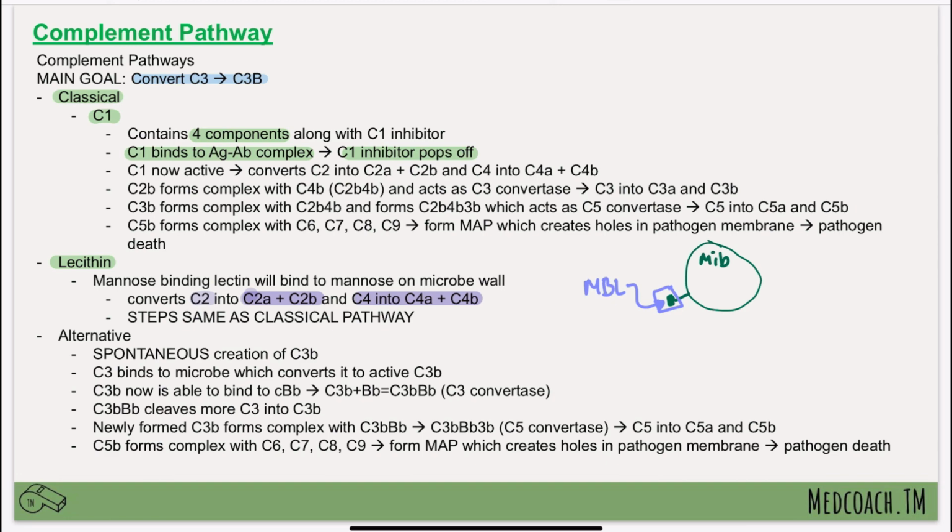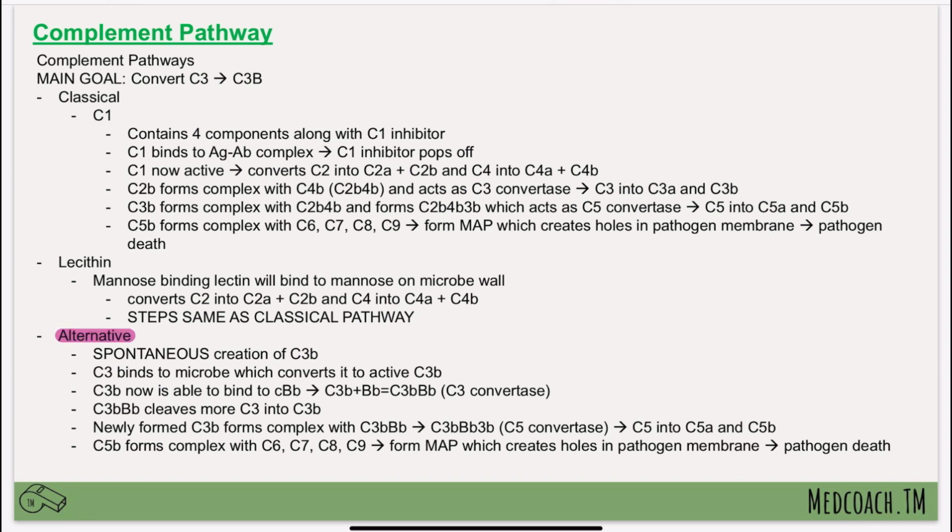So really, all you need to remember between the classical and the lectin pathway is that the only step that differs is the beginning step, this one and this one. Otherwise, all the other steps are the exact same. So there's really nothing that you need to remember extra about the lectin pathway if you just understand the classical pathway. So now lastly, we're going to talk about the alternative pathway.